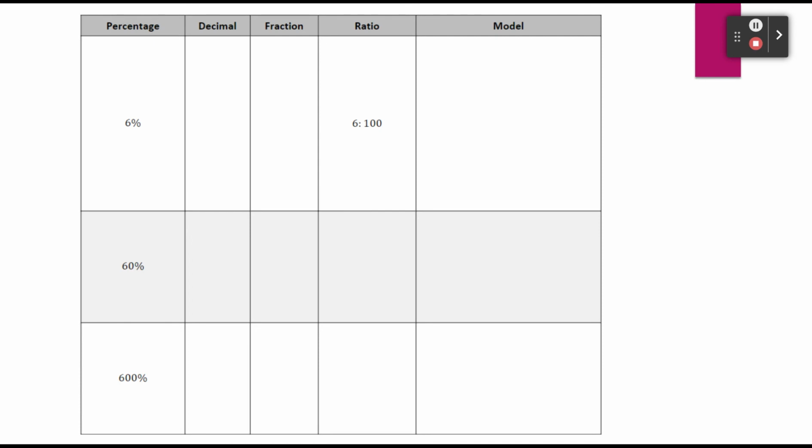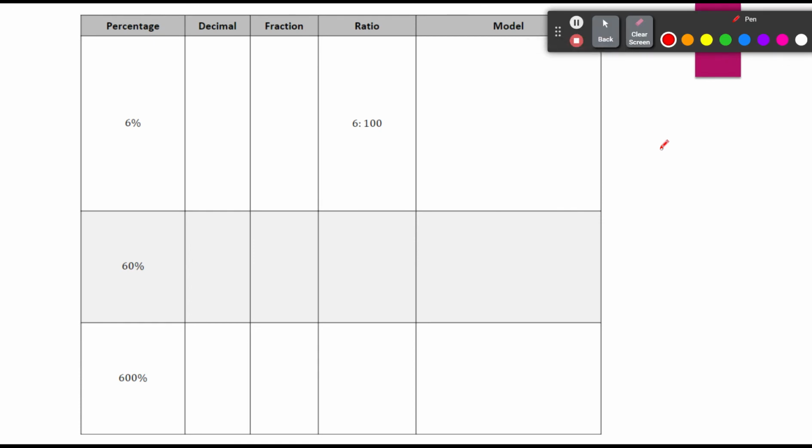We're going to take this chart and do some of it together, and some of it I'm going to have you pause the video and do it on your own. So taking a look at the 6% that is on the screen, we are going to write this in decimal, fraction, ratio, or model form. So 6%, I know a lot of people are going to do this. You're going to say that it is 0.60. That's 60%. So we want to make sure that we're not getting the 6 confused.